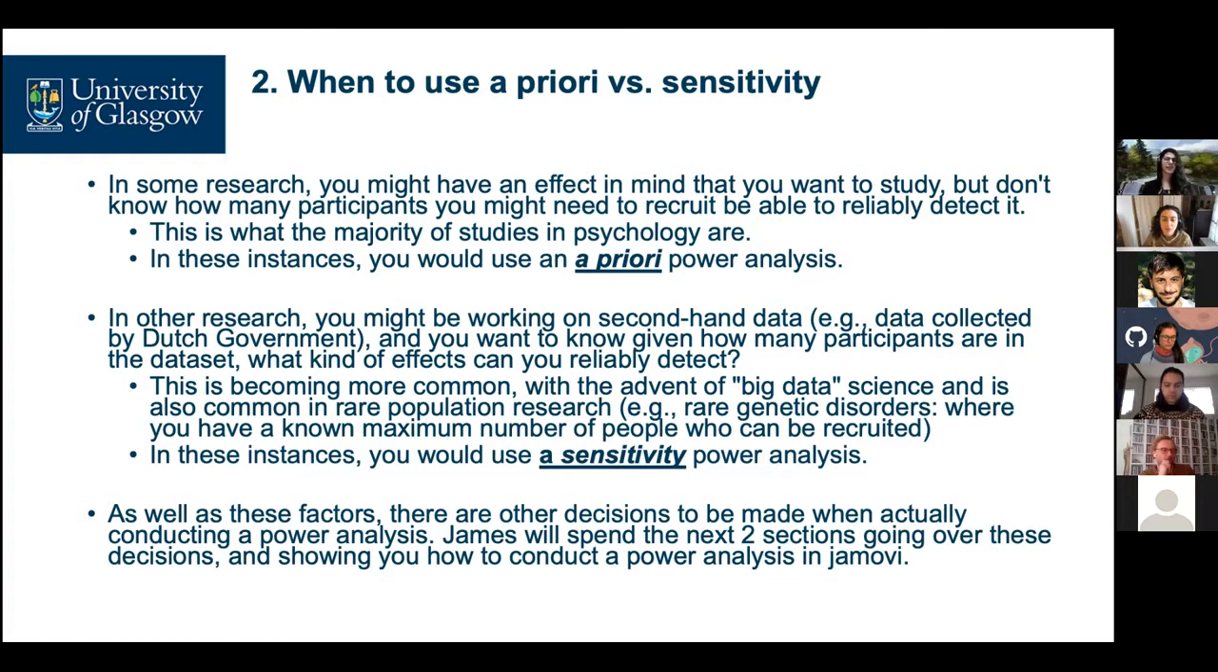So as well as these factors, there are other decisions to be made when conducting power analyses. And James is going to spend the next 2 sections going over what those decisions are and then showing you how to conduct a power analysis in Jamovi. And I'll now hand over to James.